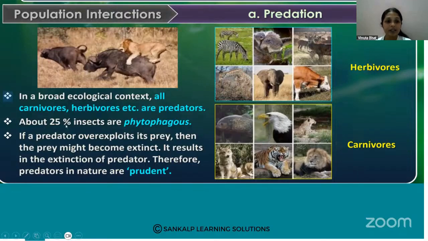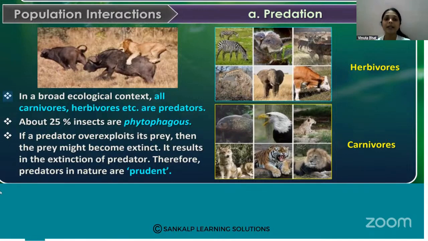About 25% of insects are phytophagous. Phytophagous means they feed on plants. So some insects feed on plants, for example the grasshopper, which depends on grass. That is a type of insect that eats grass for its nutrition.